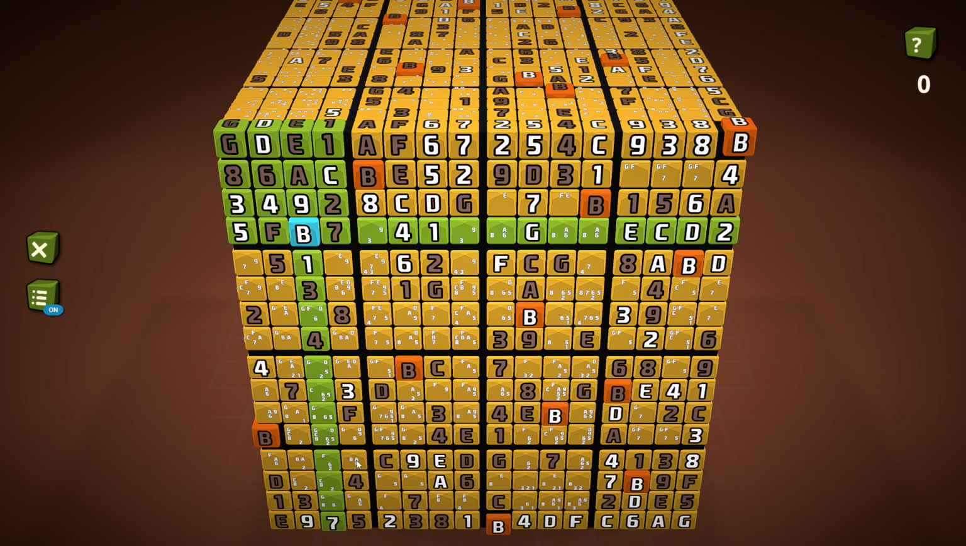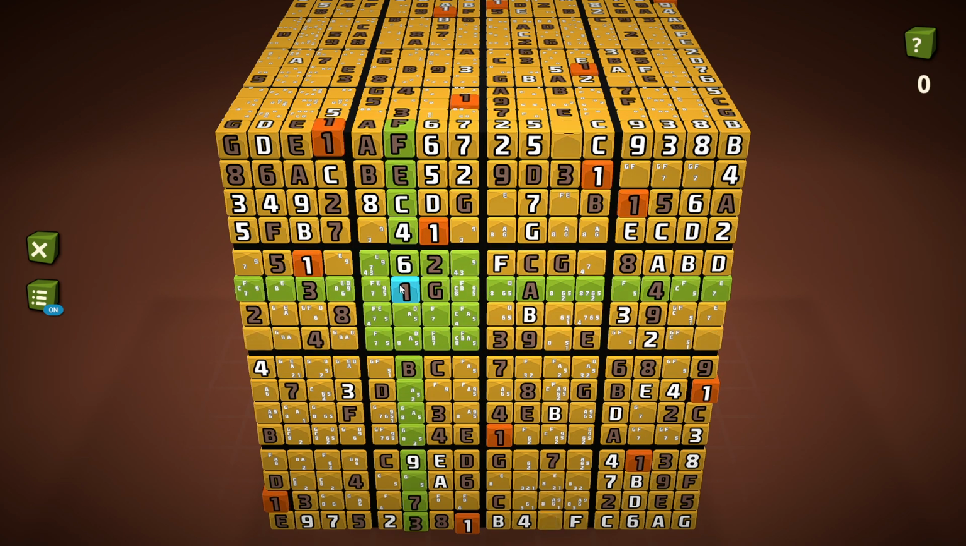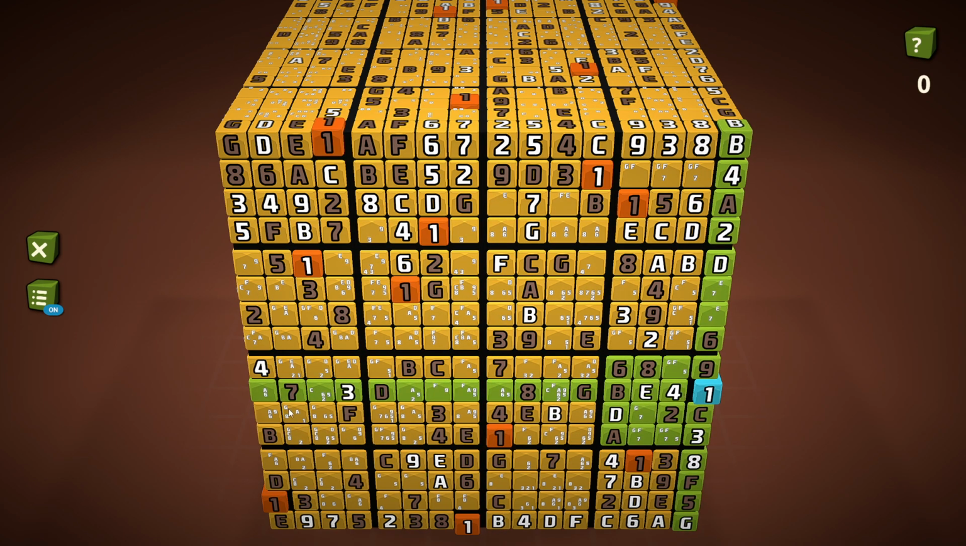Yeah, so that has to be on the top there. Okay, let's just do a full sweep of this entire side. Look at the ones. 1 or 1 there. 1 or 1 there. Oh, so there's only one spot for a 1 in the bottom there.